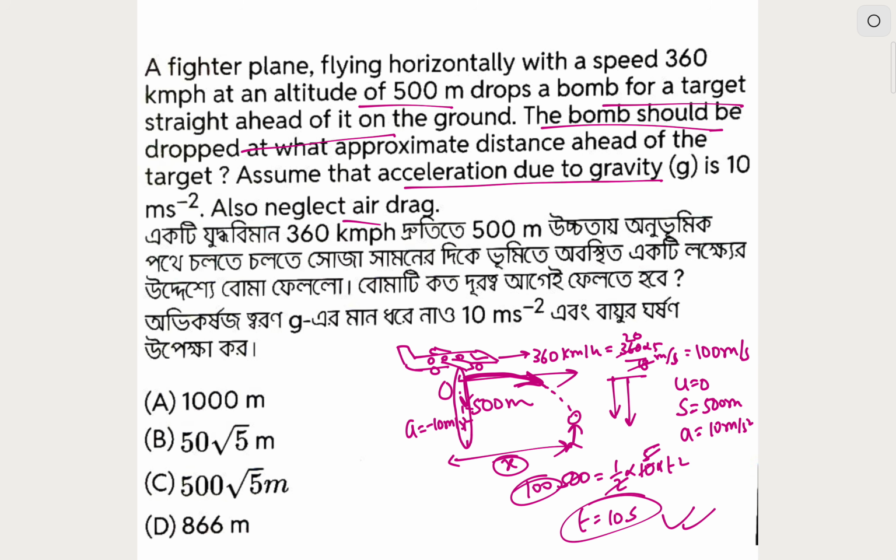So from this we know the distance, which we have taken as x. Distance is equal to speed into time. Speed here is given as 100 meter per second, 100 into time, which is 10 seconds. So the distance here becomes 1000 meter, that is 1 kilometer. So option a, which gives 1000 meters, becomes the correct option.